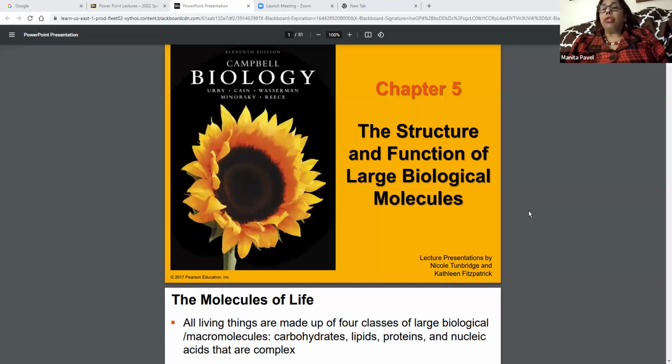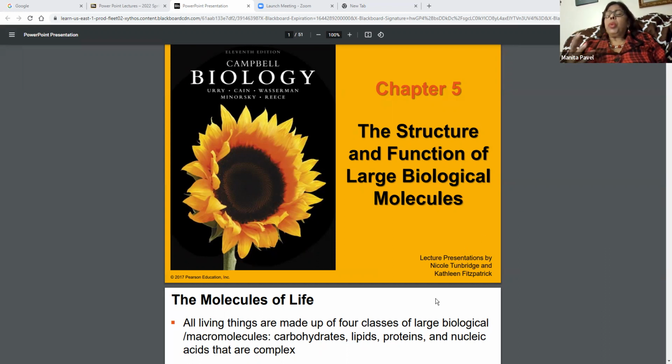Hello, students. So we are going to be talking about chapter 5, and chapter 5 states the structure and function of large biological molecules. Now I'm going to give you two synonymous words for biological molecules. We can also refer to them as organic molecules and macromolecules. And you will be testing macromolecules in the lab in the following week.